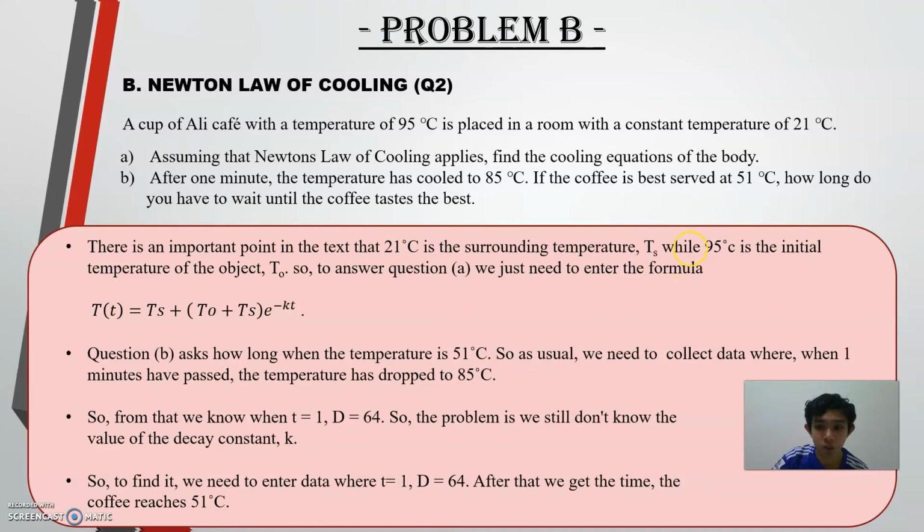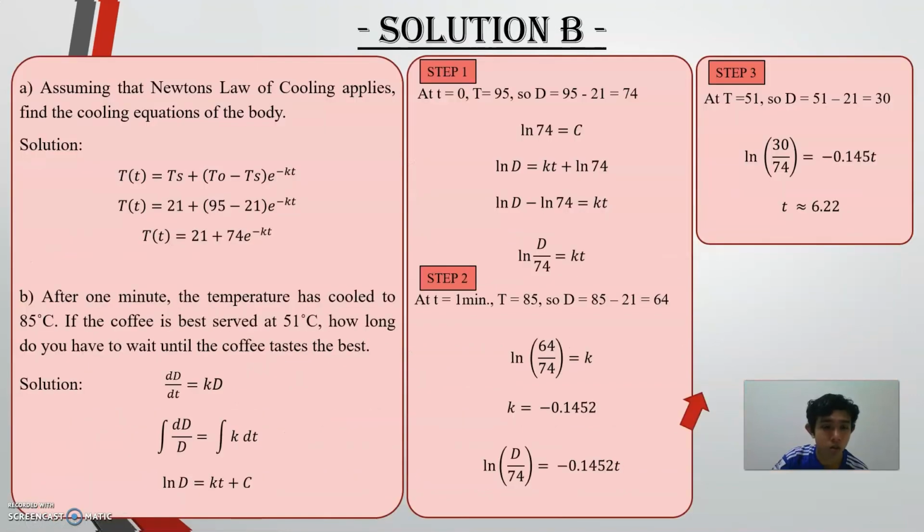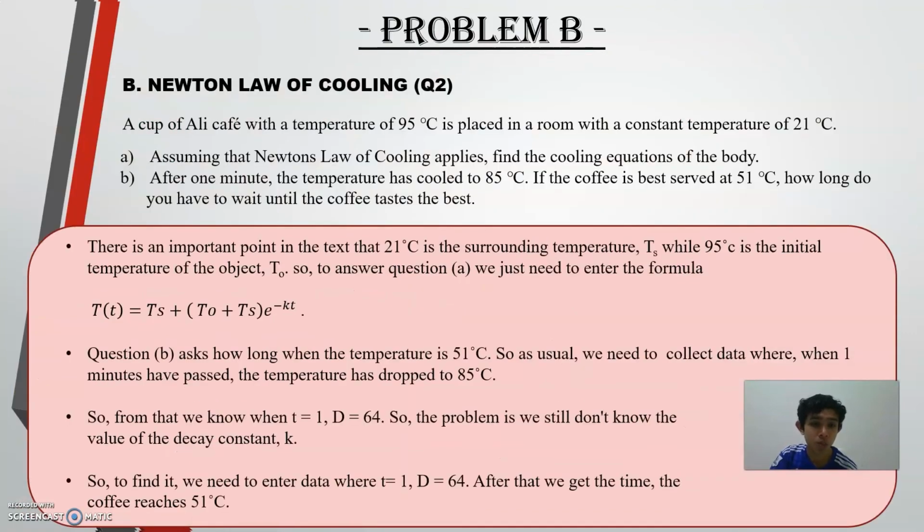So when we solve this, this is the solution. When we solve it, we get the equation for part A: T = 21 + 74 e^(-kt). The B is, after 1 minute, the temperature has cooled to 85, and the coffee is served at 51.